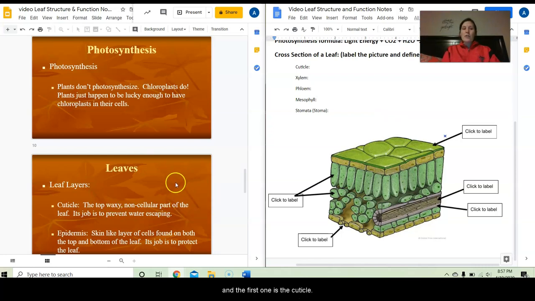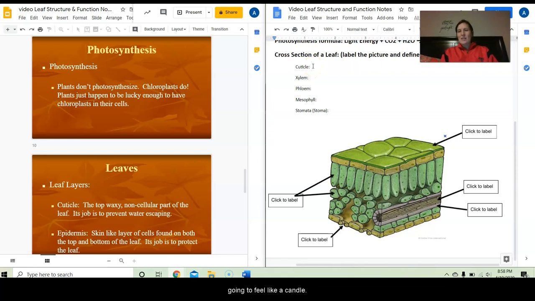And the first one is the cuticle. All right, the cuticle is, kind of what's on your fingernail, a cuticle. But a cuticle is going to be this waxy part of the leaf. So if you've ever touched a leaf, usually, especially around here, the leaves are very smooth on top and then kind of fuzzy on the bottom. And again, it depends on what leaf we're talking about. But usually, sometimes they're smooth on top and bottom. Sometimes they're not smooth at all. But that would be a cuticle.